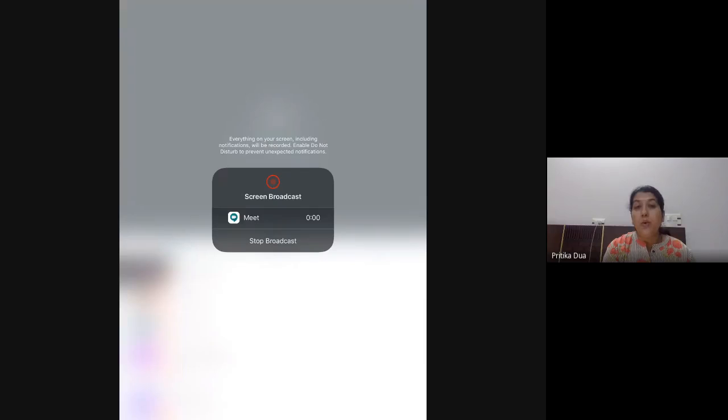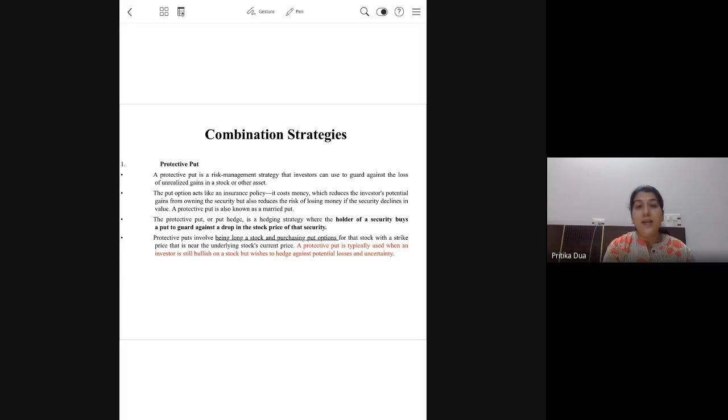Now, under the option contract, it is the holder who has the right to exercise the contract. The writer of the option has the obligation to perform the contract whenever the holder demands him to do so. So, for this right, the holder has to pay a premium to the writer of the option. This is what we have covered till now.